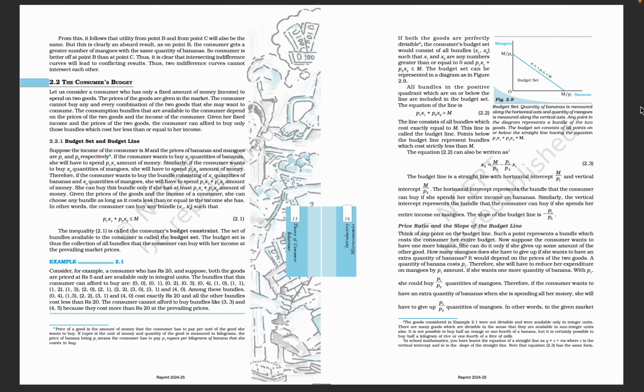Given the prices of the goods and the income of the consumer, she can choose any bundle as long as it costs less than or equal to the income she has. In other words, the consumer can buy any bundle (X1, X2) such that P1X1 plus P2X2 is less than or equal to M. The inequality 2.1 is called the consumer's budget constraint. The set of bundles available to the consumer is called the budget set. The budget set is thus the collection of all bundles that the consumer can buy with her income at the prevailing market prices.